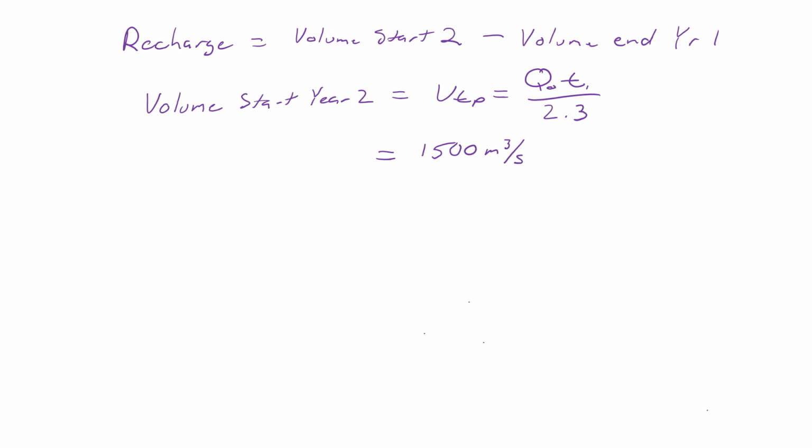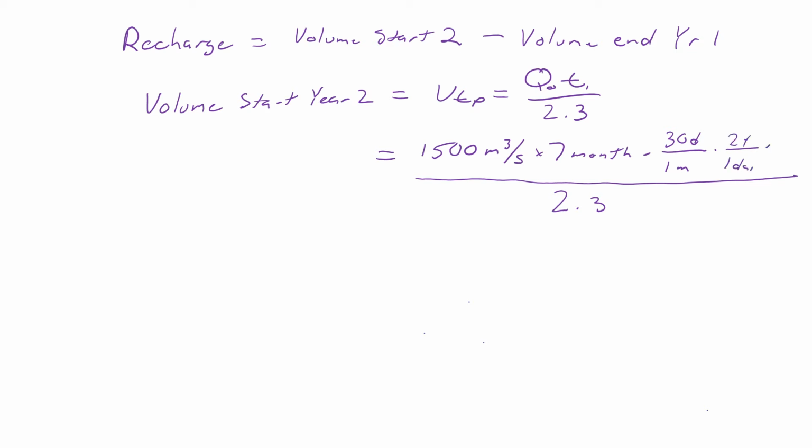That equals 1,500 cubic meters per second times 7 months, over 2.3, but we have to convert 7 months to seconds so that our seconds cancel out. 1 month, 30 days, 1 day, 24 hours, and then 1 hour. I'm running out of room, so I'm just going to make it 3,600 seconds. 60 times 60. So months cancel.